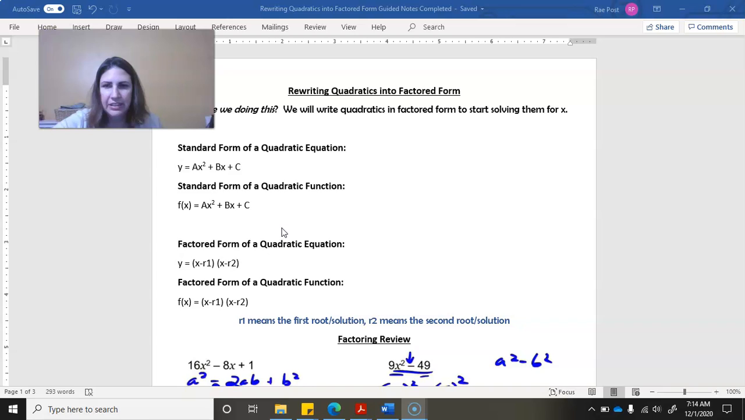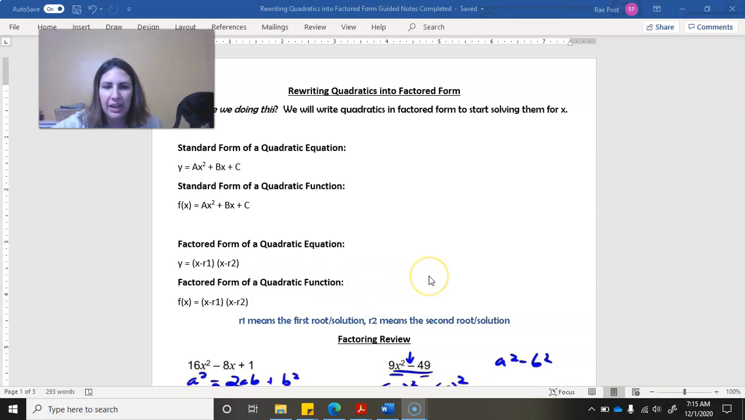Factored form here is y equals x minus r1 times x minus r2. And so right here I wrote that r1 means the first root or solution, and r2 means the second root or solution. So that's what r1 and r2 mean. And once again, if it's a function, we write f of x instead of y, but it just means the same thing. I don't want you guys to be confused about that.